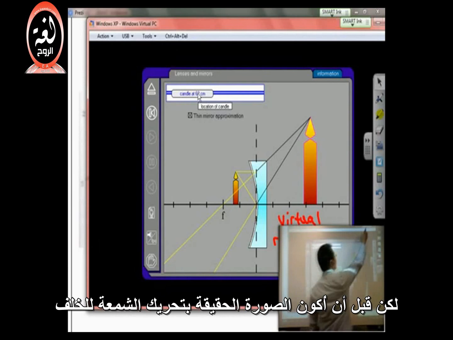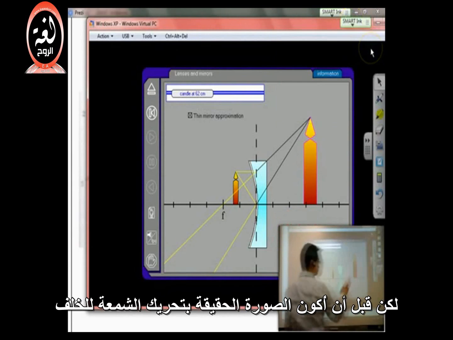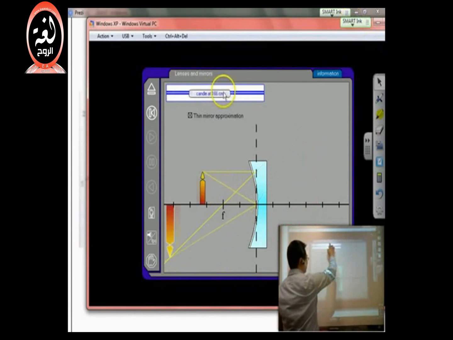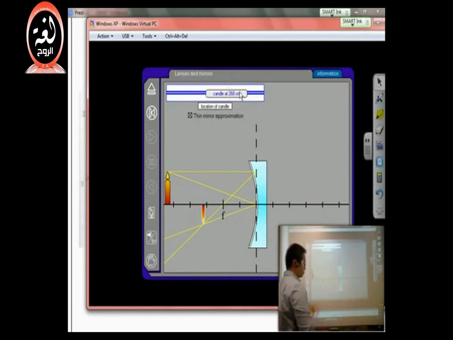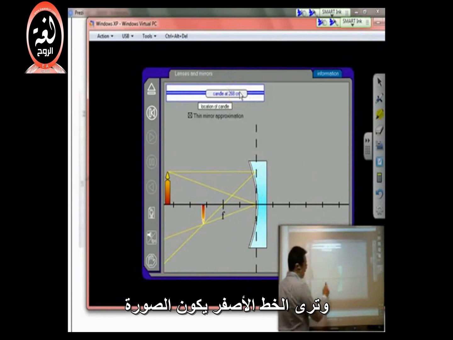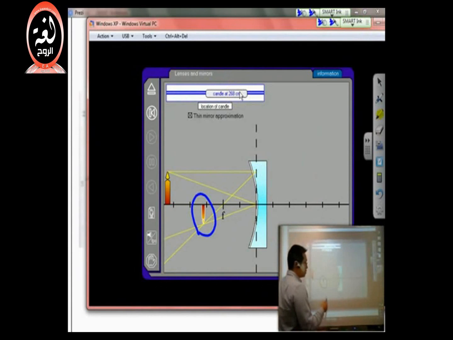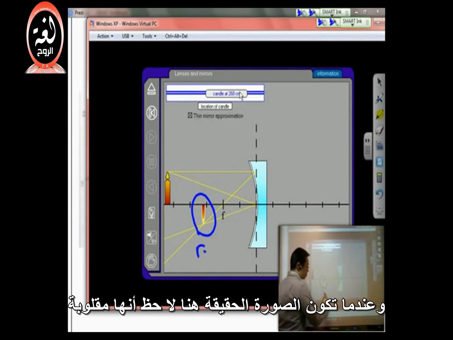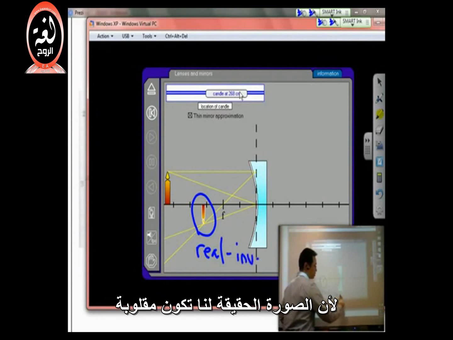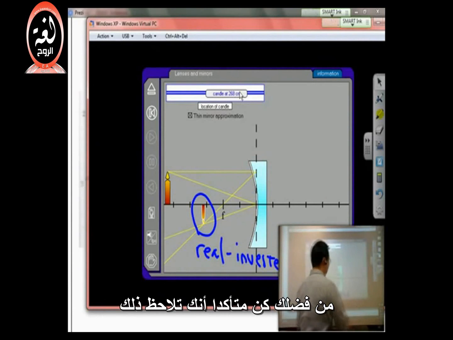But before, when I was creating a real image by moving the candle further back, over here, you can see the actual yellow lines create that image. And when that real image is there, notice it's inverted. Because real images, for us, are always going to be inverted. So please make sure you note that.